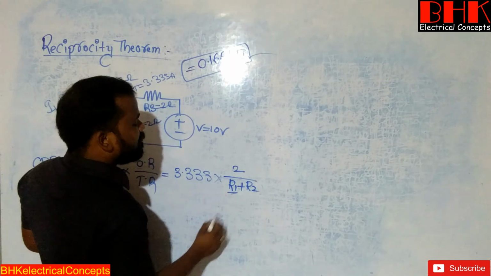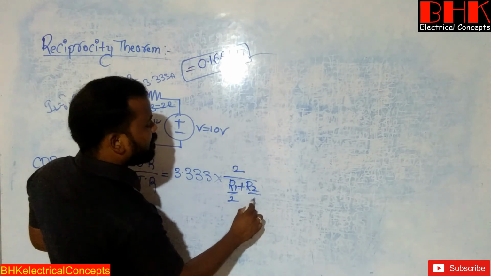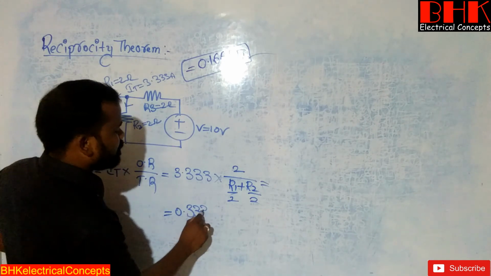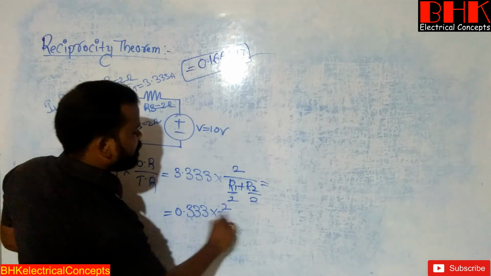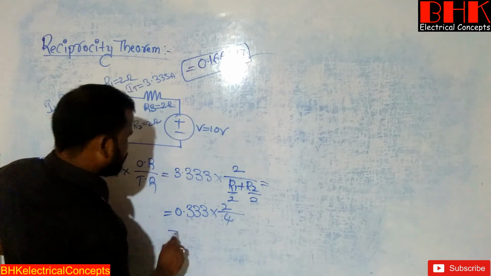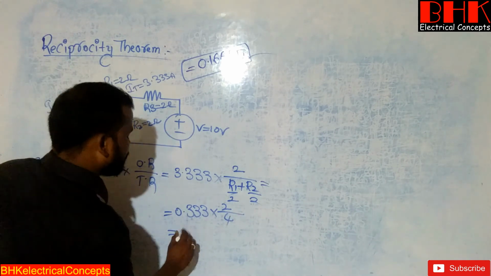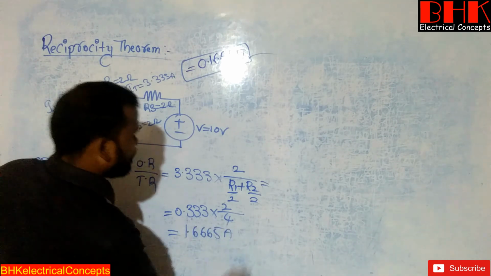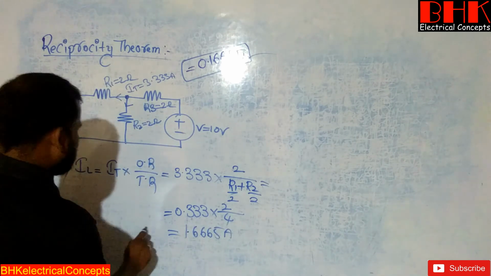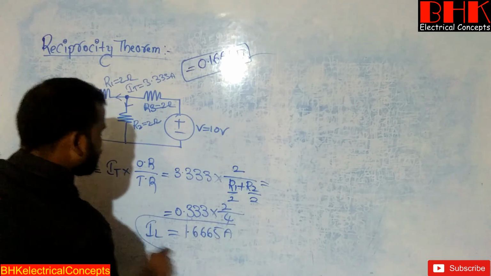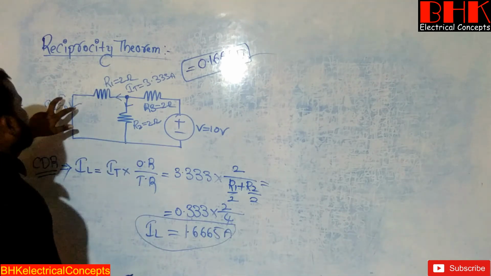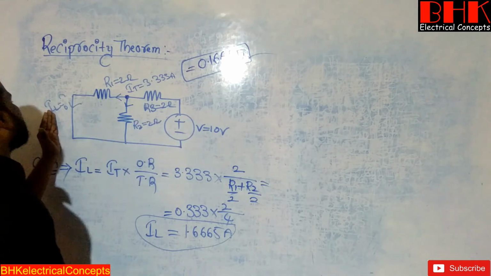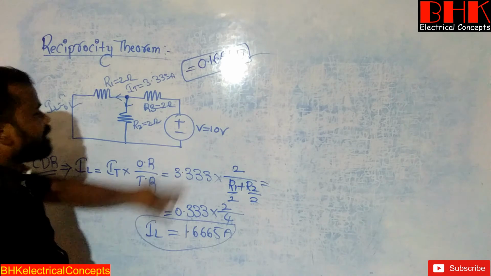Now you already know the value of R1 is 2 and the value of R2 is 2. So 3.333 into 2 divided by 2 plus 2, which is 4. By solving this you will get 1.6665 amperes. Clear? So this is the load current flowing in the R1 branch, because we apply the source here and get the response here. It means this is the output and this is the input.